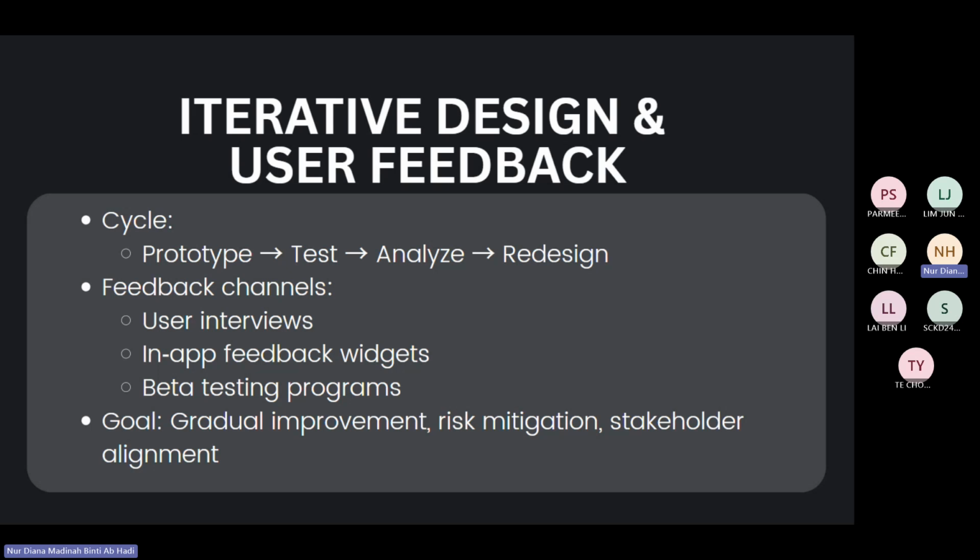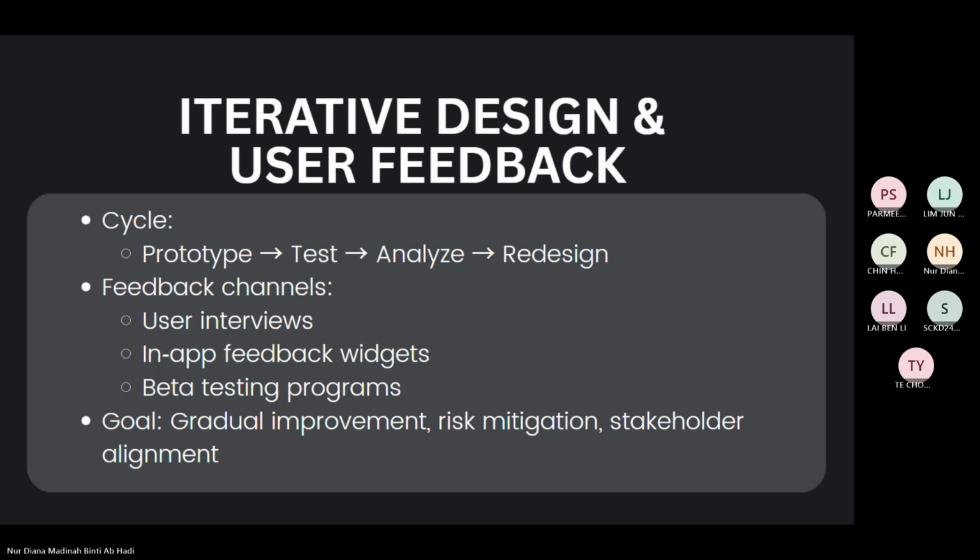So what would be the goal for you to get all of this? To do gradual improvement, provide risk mitigation, and stakeholder alignment, because we have a lot of stakeholders. Sometimes the stakeholder opinions are different. So that's why you need to prototype, test, analyze, and redesign until all of the stakeholders have the same opinion and agree. Okay, so far so good.